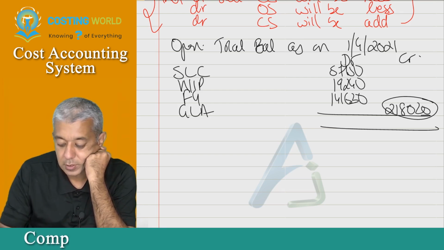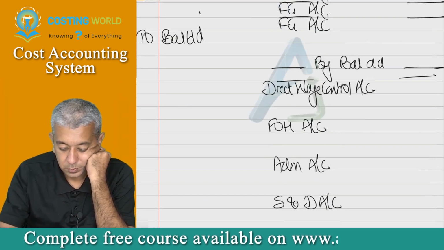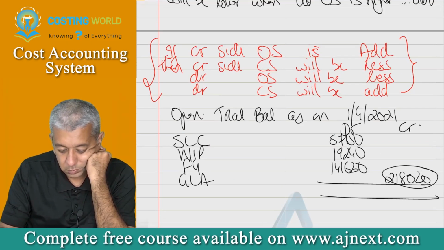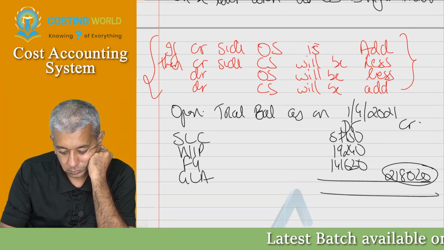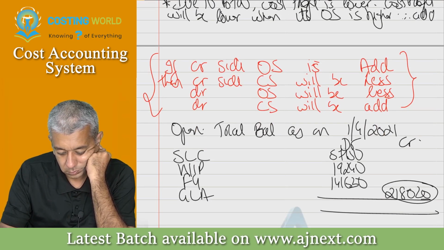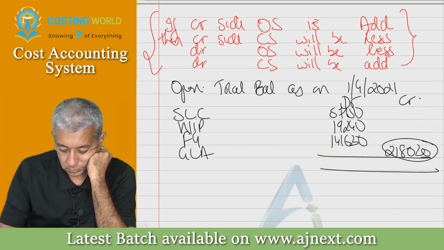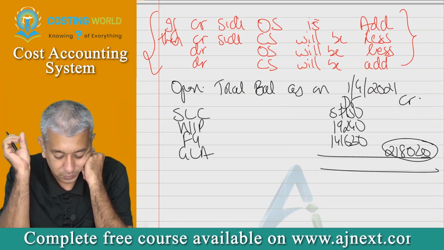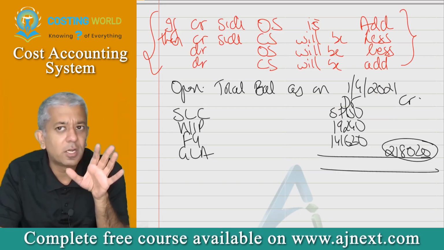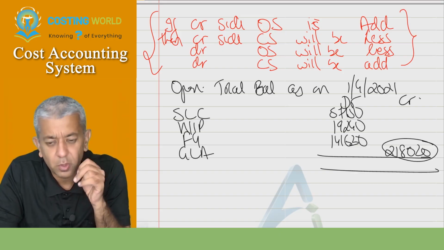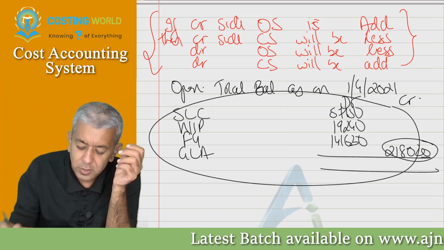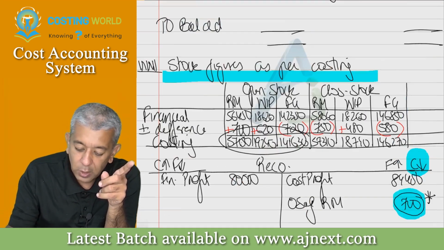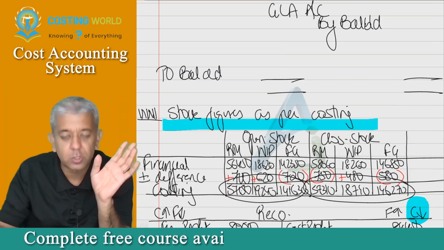Now listen. Everybody now listens very carefully. Let's start it off like this is a normal question for you all. You have the opening trial balance, please post it. And one thing more, you all post these particular 4 figures. And you all post these 3 closing stocks also as per costing.